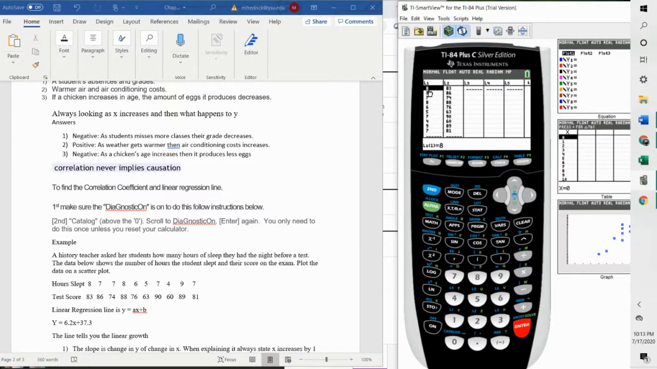Make sure that they go together. So 8 was 83. The next one, 7 was 86. We had 7 and 74. But you type them straight down, and they have to stay in order. And then second and quit.